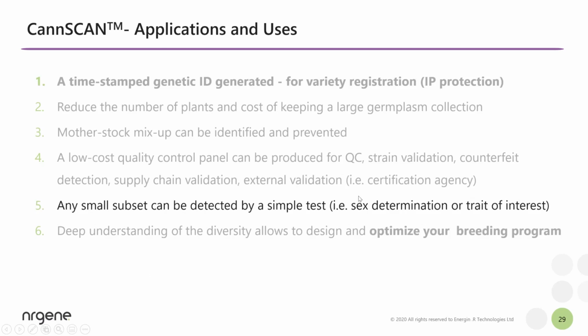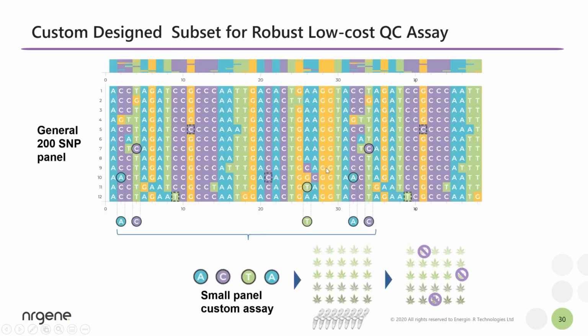Another example of the uses is kind of a spin-off of CannSCAN. I'll show an illustration. So CannSCAN contains 200 SNPs and data points. Once we do the analysis and provide you with the data, you could use a small panel for a custom assay in-house or send it to us.